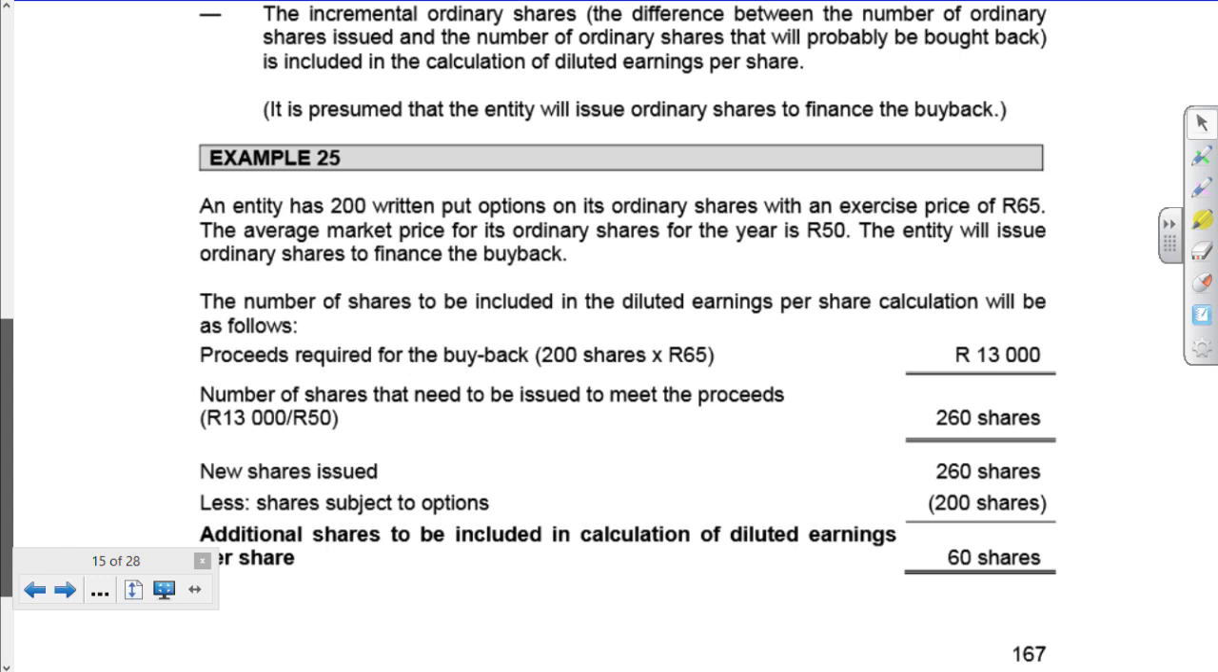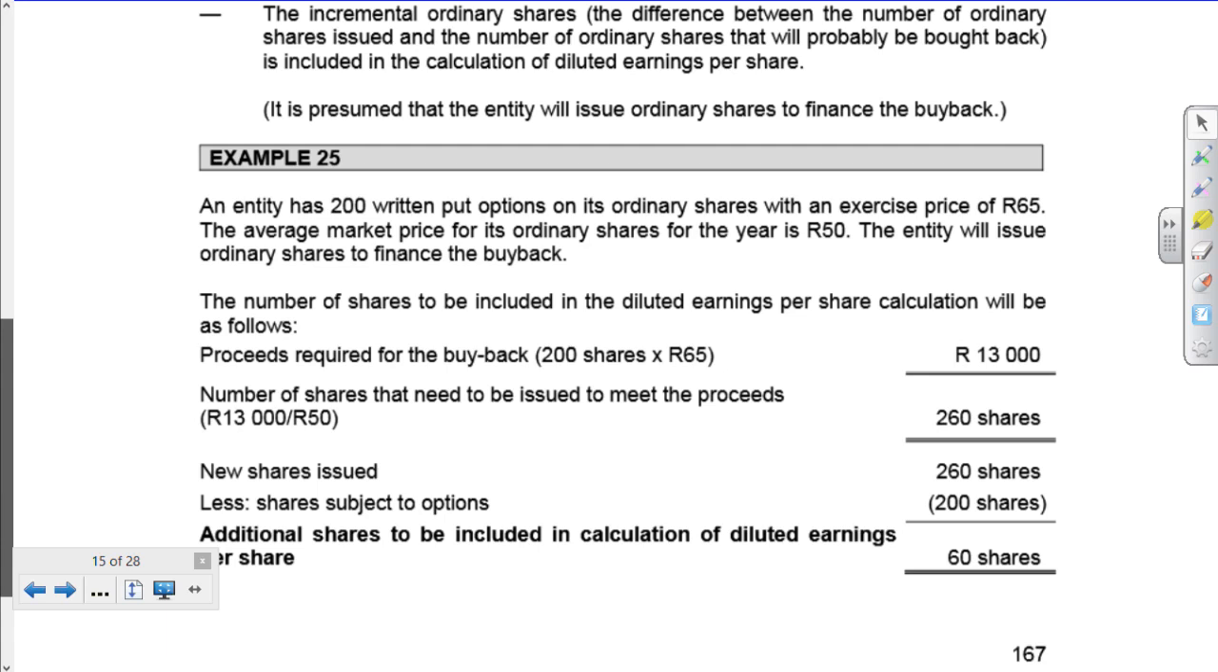An entity has 200 written put options to ordinary shares. You know what it means now, isn't it? If I said to you, it's written put options, you go, what? Now you know. What it means is that there are shareholders out there who have the option to come back to the company and say, here we go, I want to sell you my shares, and you have to pay me 65 Rand. Thank you very much. The average market price of the shares for the year is 50 Rand. The company will issue ordinary shares to finance them back.